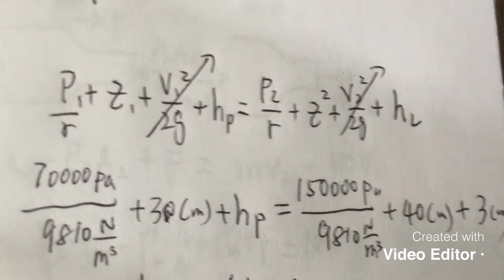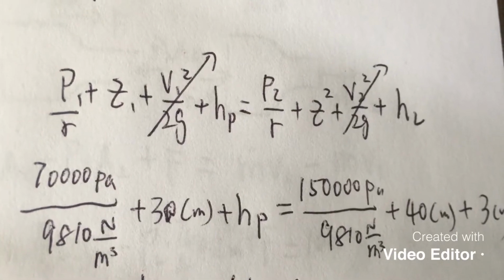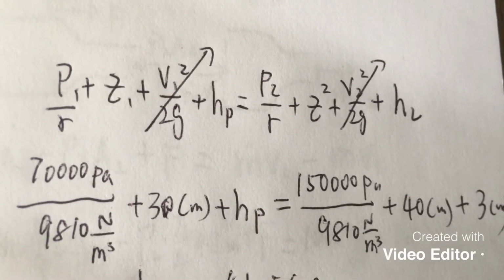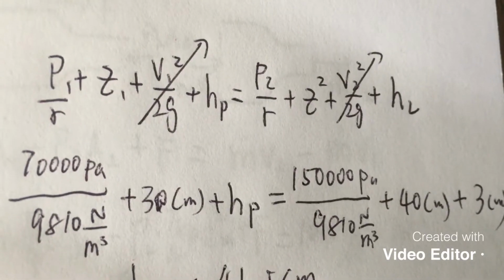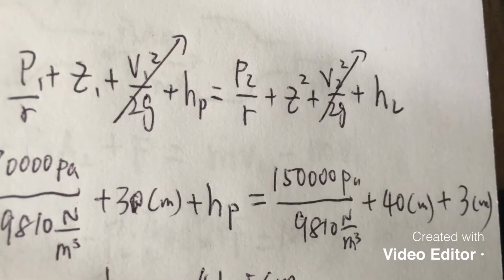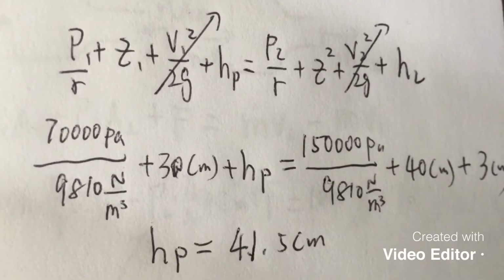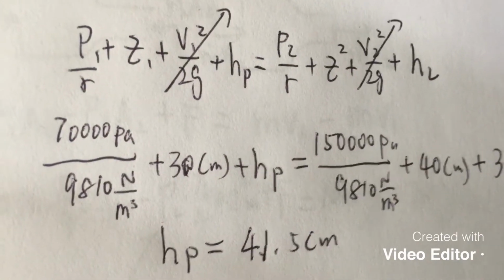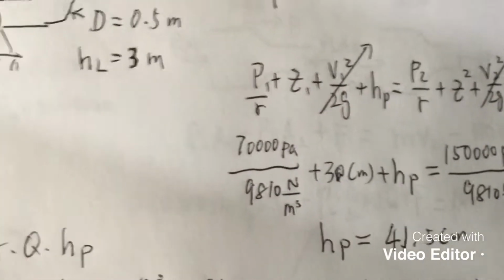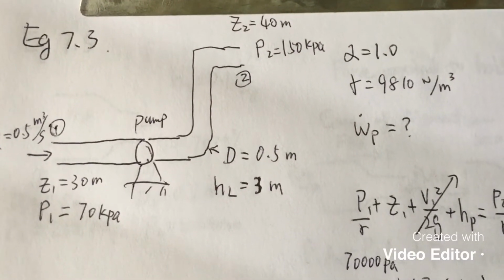So do we have everything else? I think we do, right? We know the pressure P1, gamma, and the Z1, 30 meter. Pressure P2, 150 kPa, and the Z2, 40, and the loss is 3 meters. So simple calculation. So pump head is 41.5 meter. So you need a 41.5 meter of pump head to make the system work.